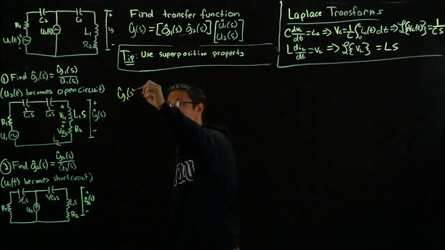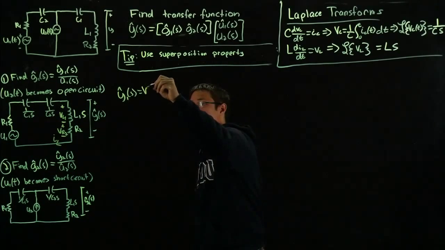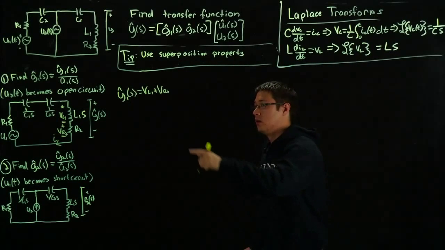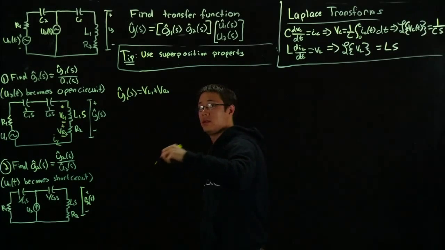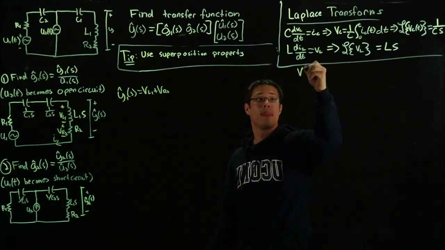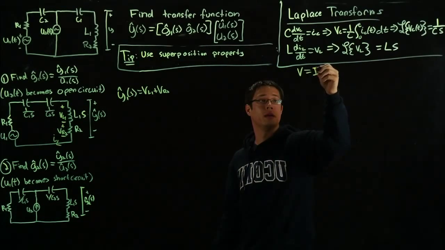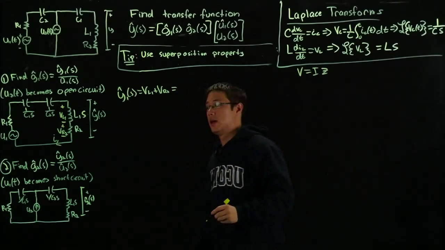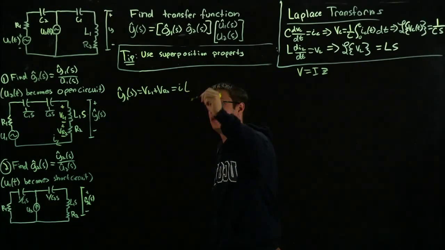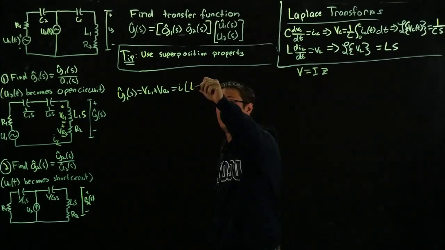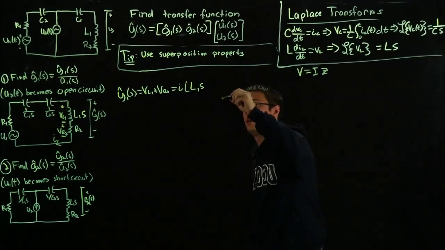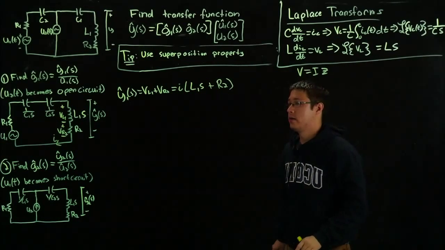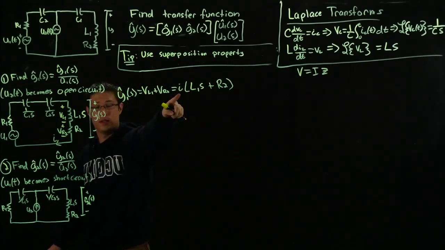Y1 of s is equal to VL1 plus VR2. But using Ohm's law for impedance, right? V is equal to I times Z. We can also write this as I times the sum of the impedances, L1 s and R2, right? So now the question is, how do we find this I?